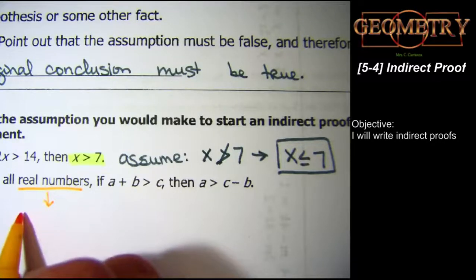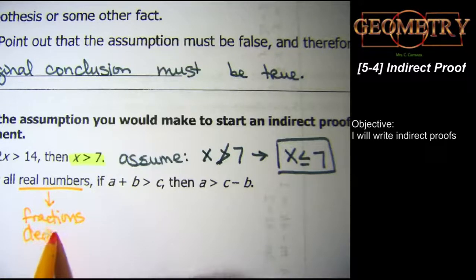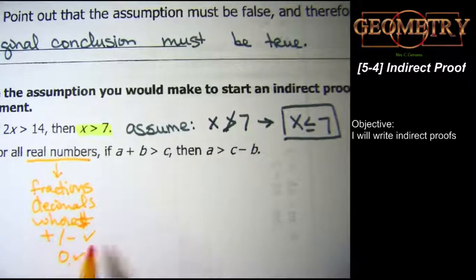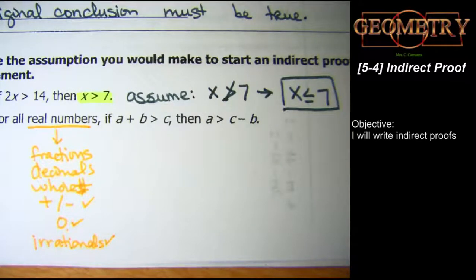So, yeah, we've got fractions are okay. We've got decimals are okay. We've got whole numbers are okay. Positives and negatives are okay. Zero is okay. We can't have... Oh, yeah, we can have the irrationals, can't we? Yeah. Irrationals are okay. I don't know if we can have the transcendentals. Transcendental numbers are the ones that are decimals and they repeat forever and there's no pattern. Like pi? Yeah. Like pi.